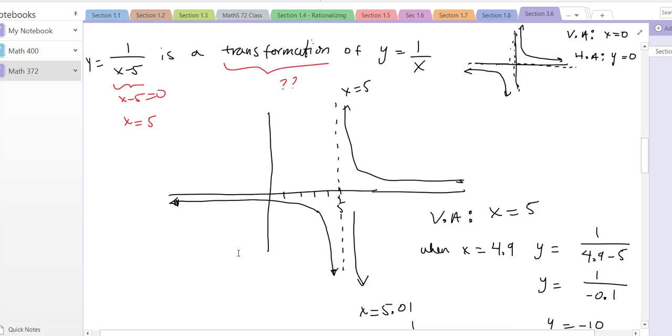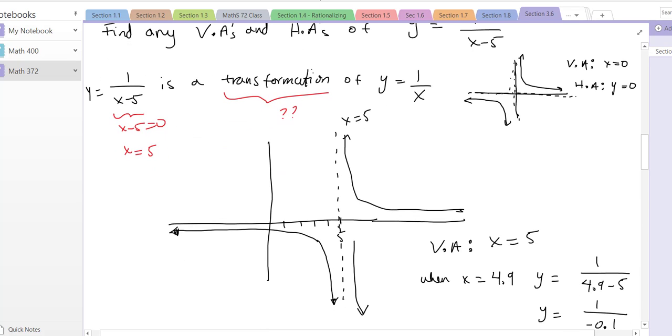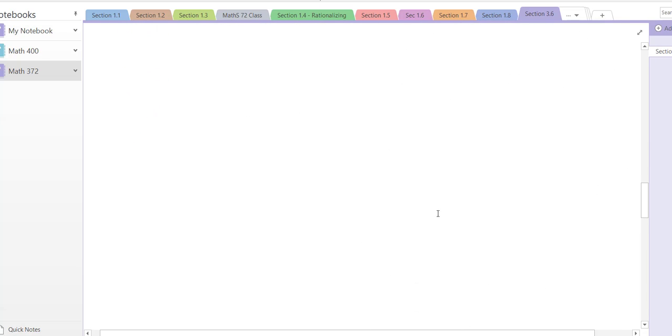Notice that because this was a transformation of 1 over x, our vertical asymptote switched to x equals 5 instead of x equals 0, right? That was the horizontal transformation, but there was no vertical transformation, so our horizontal asymptote of y equals 0 stayed at y equals 0. So let's try another one.